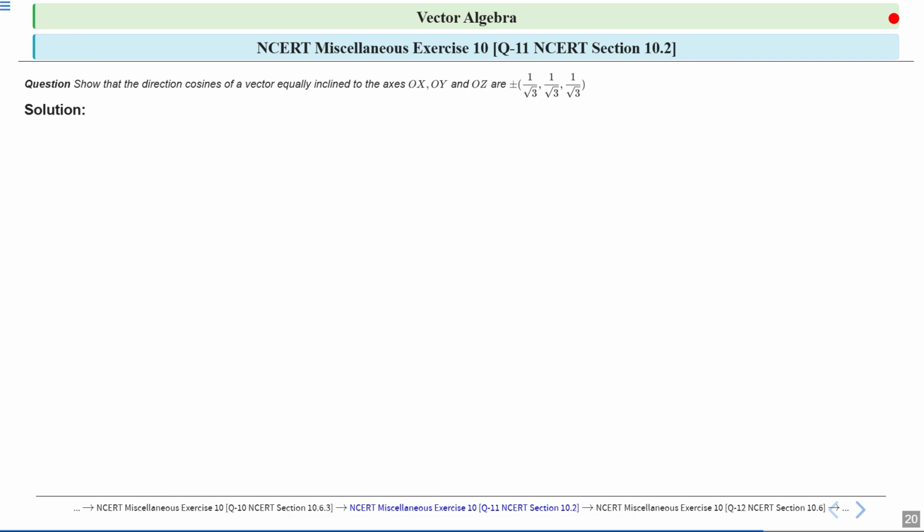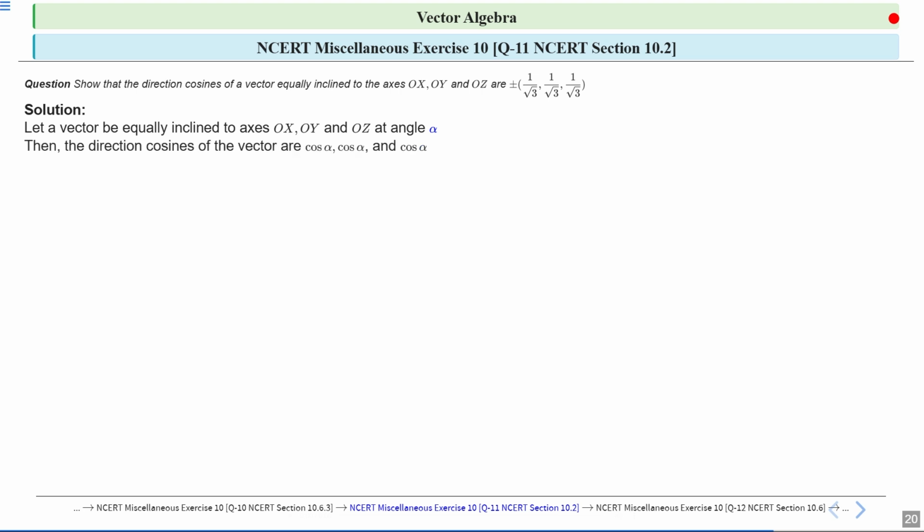We need to show that the direction cosines of the vector equally inclined to the axes OX, OY and OZ are plus minus 1 by root 3, plus minus 1 by root 3 and plus minus 1 by root 3, right? So let's see how we can solve this. Let a vector be equally inclined to the axes OX, OY and OZ at angle alpha.